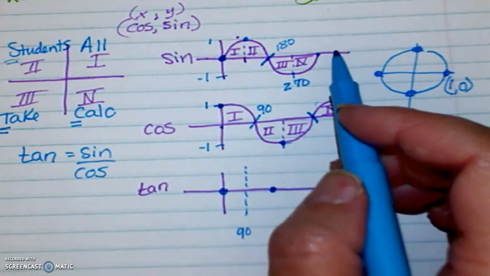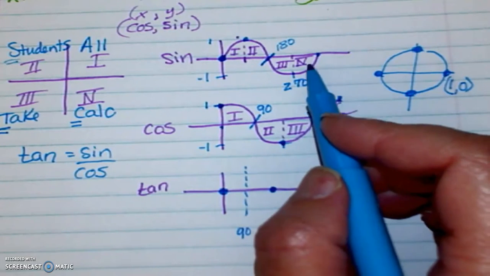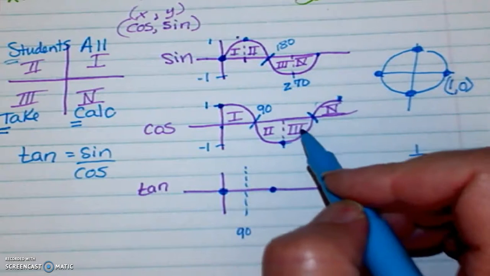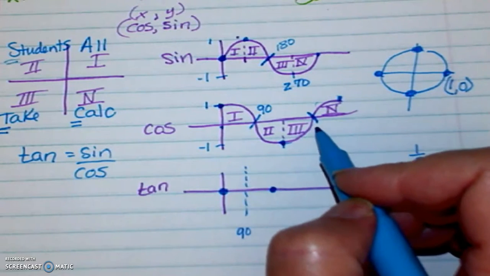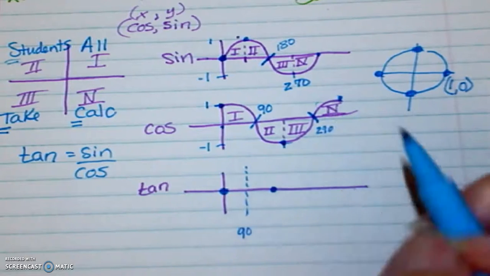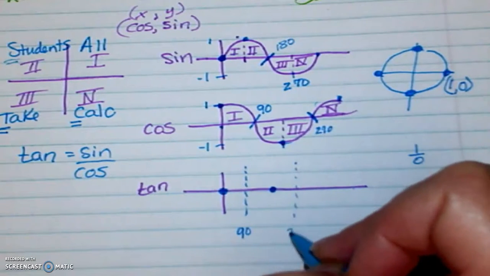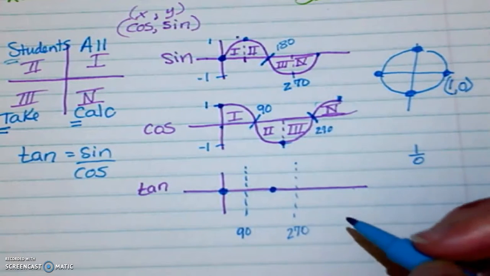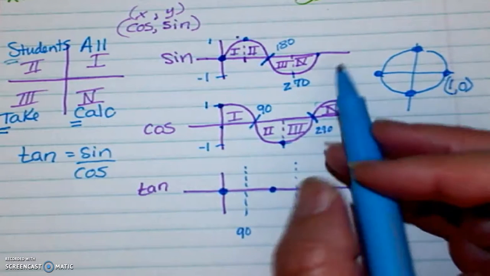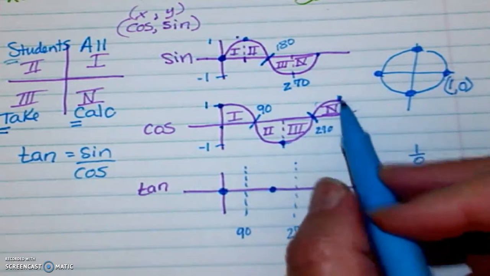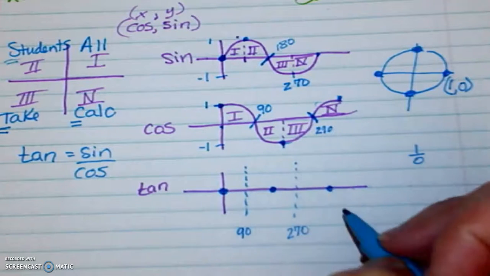What happens at 270 degrees? You are going to have -1 divided by 0, and you're back to being undefined again here at 270 degrees. And then at 360, you are going to have 0 divided by 1, which is 0.